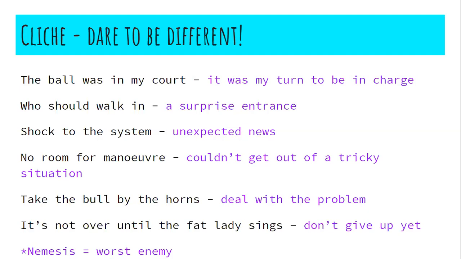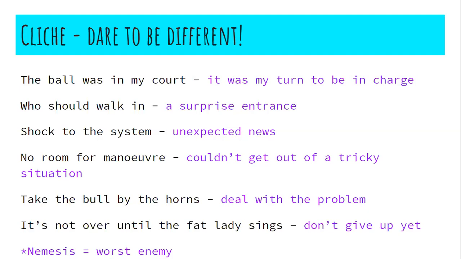So our last task is on clichés and daring to be a little bit different. So you can see in question 4, the paragraph is written using lots of clichés. Remember, a cliché, as we said at the start, is a phrase that's been used so often that everybody knows it now. So the clichés are written here. The ball was in my court. Who should walk in? Shock to the system. No room for manoeuvre. And as you can see in purple, I've just written what those clichés mean.